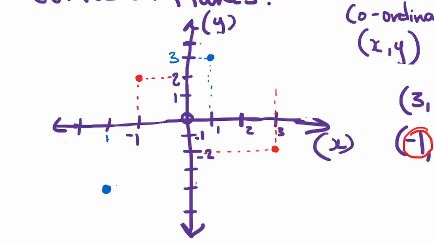Same process down here. So negative 1, negative 2, negative 3, which puts us at negative 4, and that is negative 2. We're going to whack it in a bracket. It's going to be negative 2 because that is our horizontal, comma, negative 4.